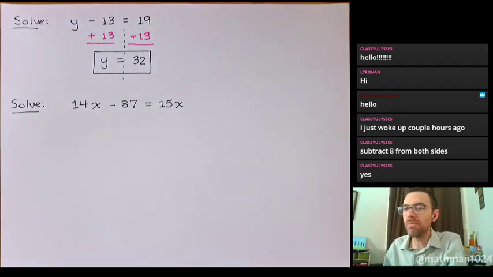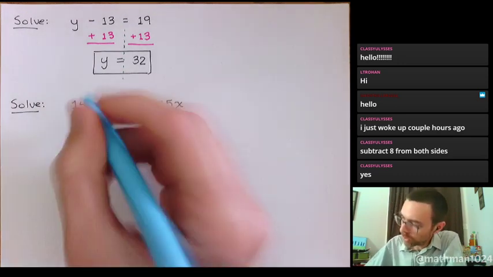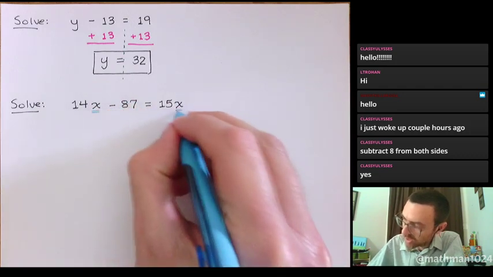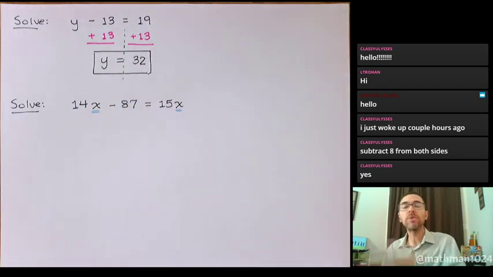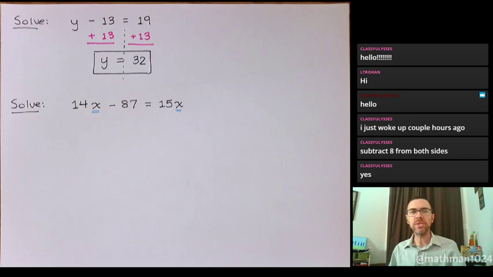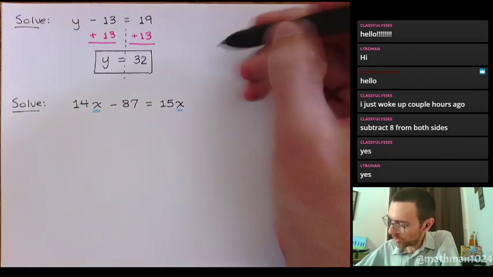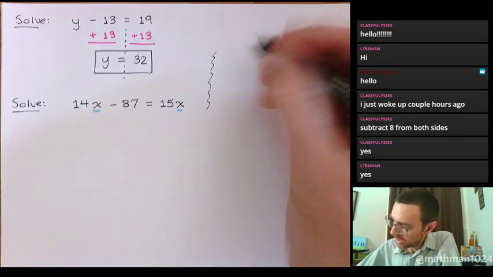So 14x minus 87 equals 15x. Now, for the first time here, we have variables on both sides of the equation. And so whenever this happens, we need to make sure that we get all of the variables to the same side. So one of the big picture ideas that we have is this.